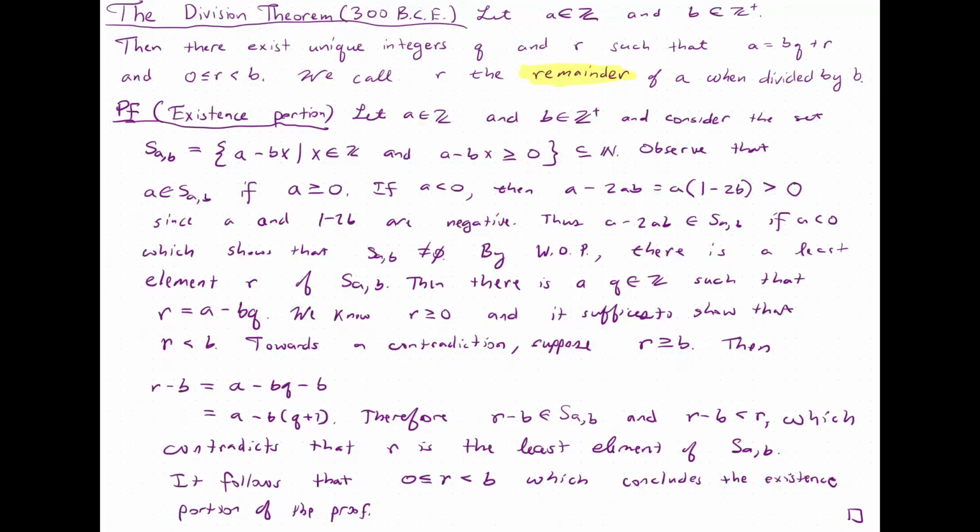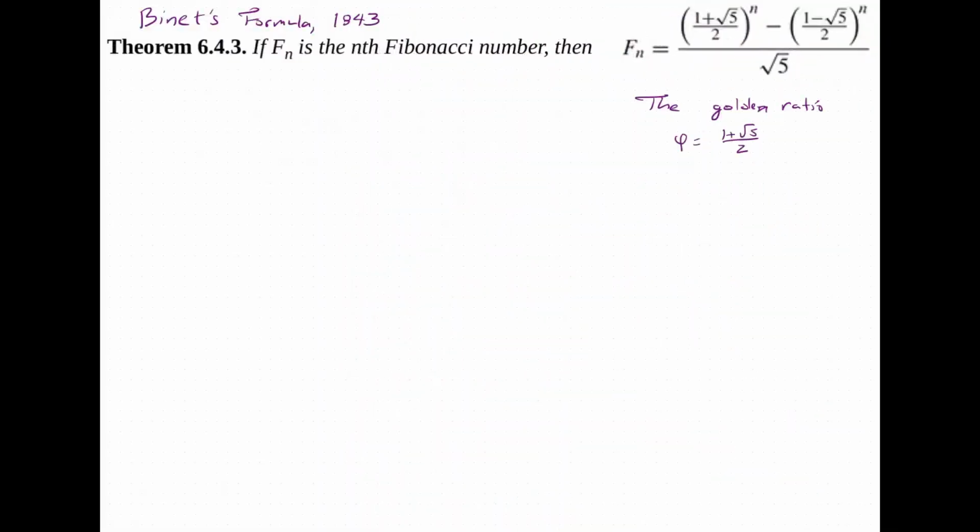Induction can also allow us to prove Binet's formula from 1843. And so what it states is that the nth Fibonacci number can be written as follows: ((1 plus root 5) over 2) to the n, minus ((1 minus root 5) over 2) to the n, and everything over the radical of 5.